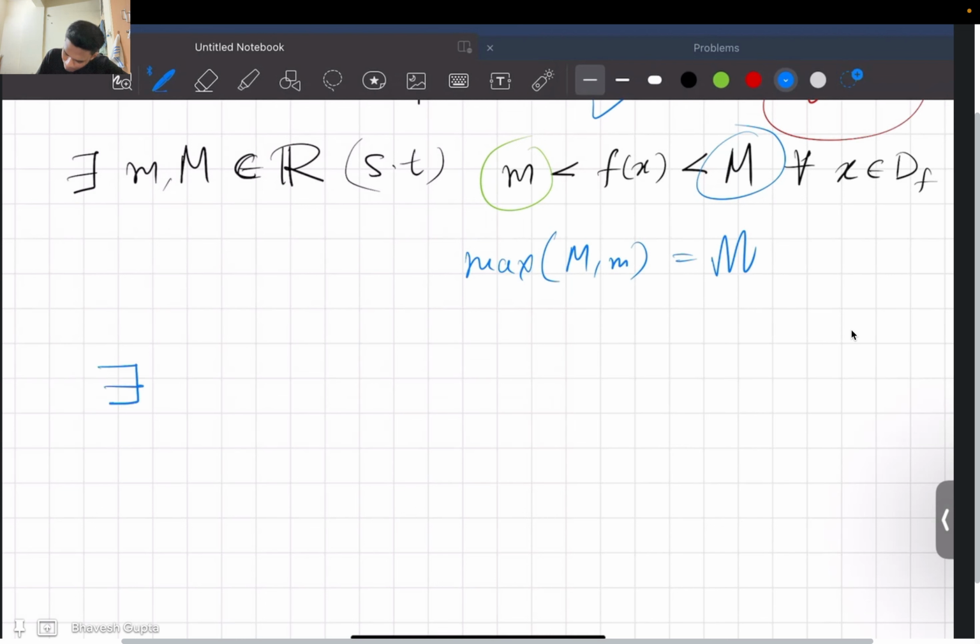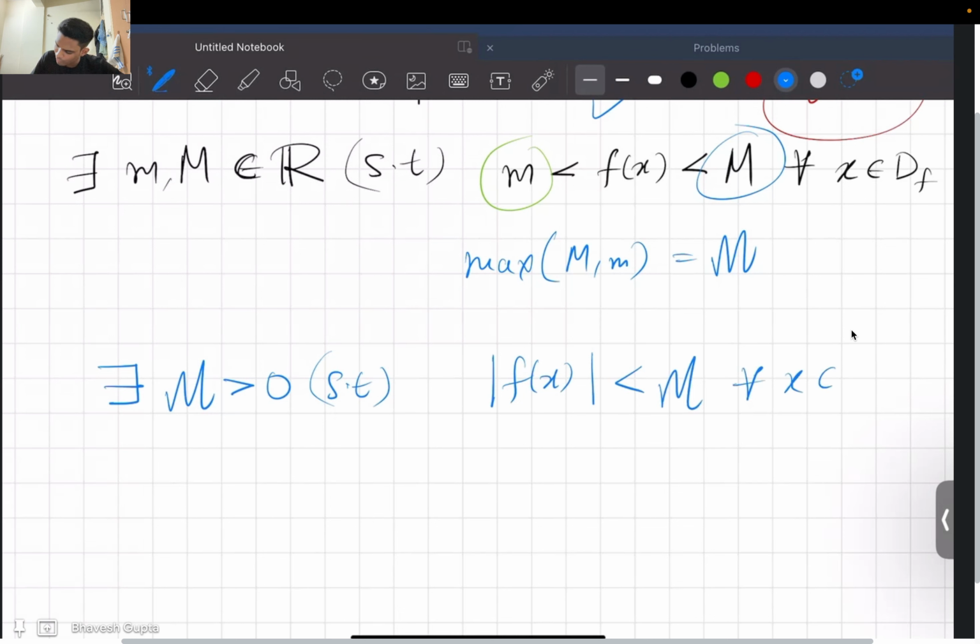There exists curly m greater than 0 such that mod of f of x is less than curly m for all x belonging to the domain of f. Are you able to understand they are both the same statement? They are not different. Yes, sir. So that's the idea I have used here. Nothing crazy.